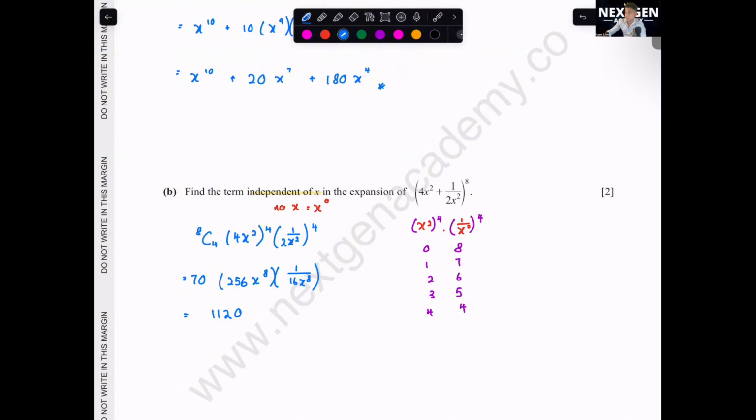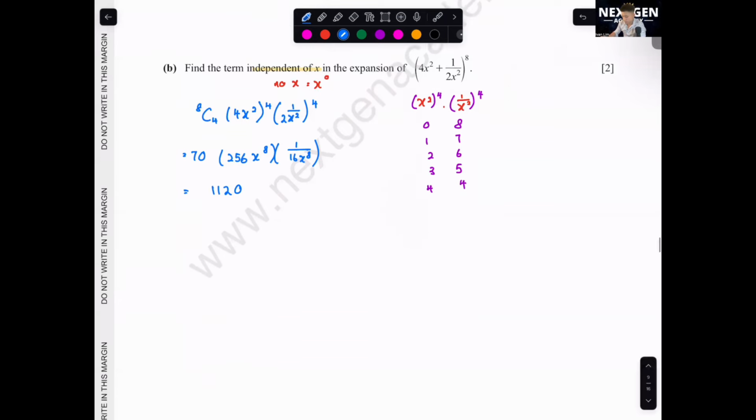Question 6. If you can do question 6, can you type 6 in the chat? Anything to clarify, please ask me. Okay, good. I see all the 6 in the chat. Very good. No question? Okay, let's move on to the next question.